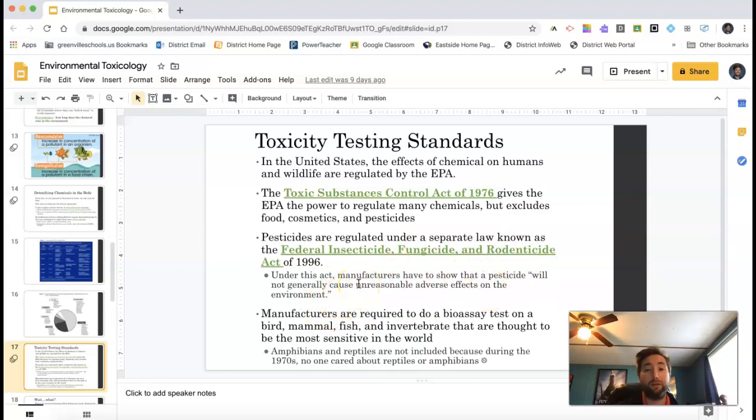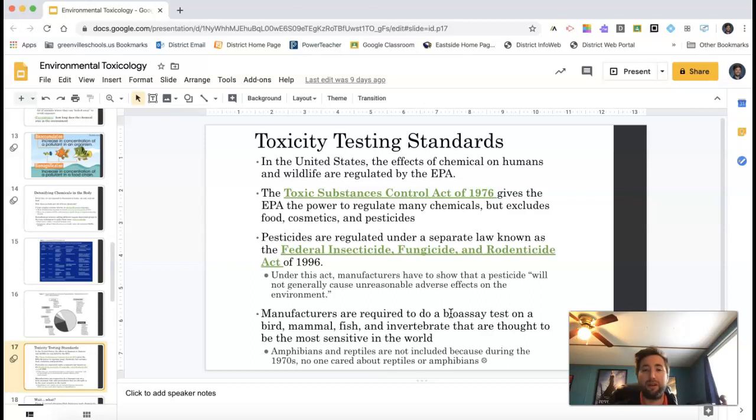So what it forces the manufacturers to do is to do these bioassay tests. They do the bioassay test on a bird, a mammal, a fish, and an invertebrate. Usually the bird is going to be something like a blue jay or a crow, something that's a really common bird. The mammal most of the time is going to be a lab rat or some sort of mouse or mice. The fish most of the time is going to be a bass or steelhead trout. That's pretty much it for those. And then the invertebrates are going to be brine shrimp most of the time, or sometimes they'll use these things called water fleas, which aren't fleas at all. It's just Daphnia. That's the name of these things.